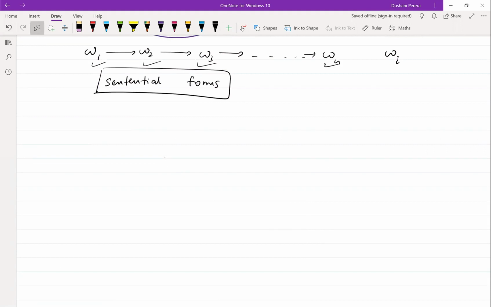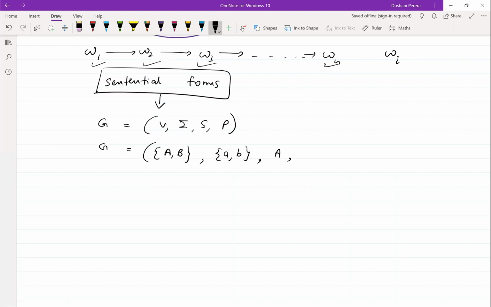Now let's look at some sentential forms. Let's take an example. Let's say we have a grammar which is defined by these four components. The set of non-terminals is A, B. The set of terminals is a, b, simple a, b. And the starting symbol is A, the starting non-terminal.